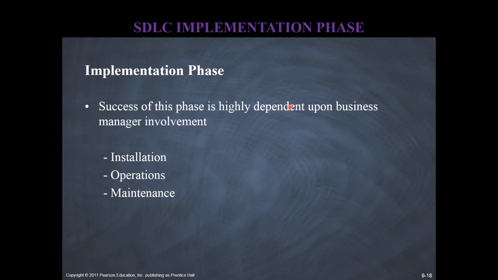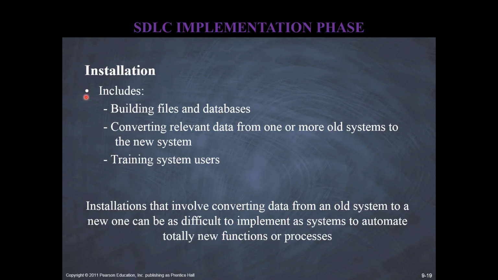Now, the implementation phase typically has the following steps: installation, operations, and maintenance. We'll talk about each of those steps in a bit more detail. The installation step includes building files and databases, meaning software files and also data files, converting relevant data from the old system to the new one, and also training system users. Converting data may be problematic, and sometimes it's a big project on its own.